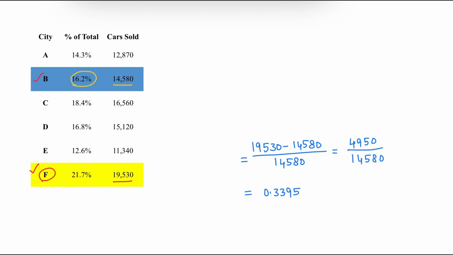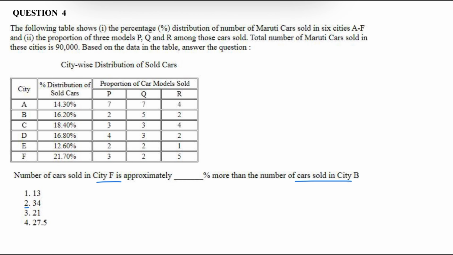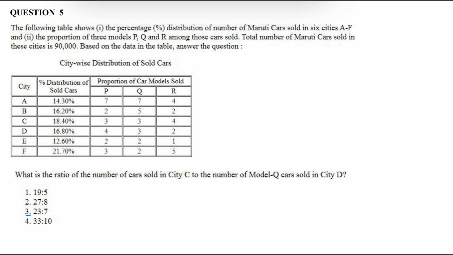So that is 19,530 minus 14,580 divided by 14,580. So it results 0.3395. So percentage is 33.95 percentage. So approximately its value is 34 percentage. Correct answer option 2.